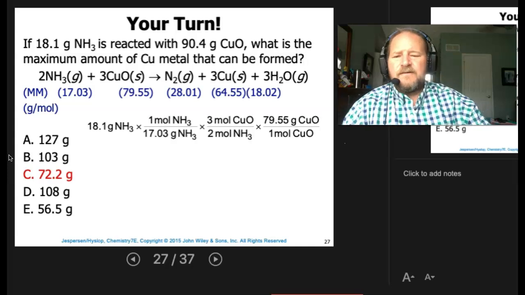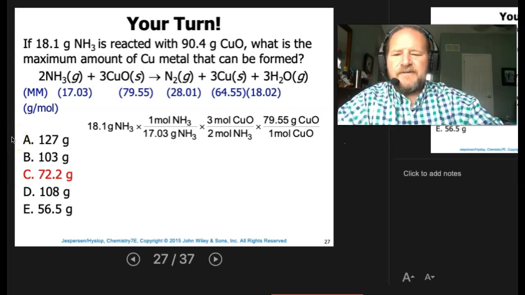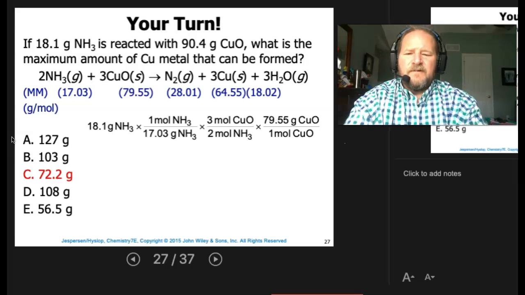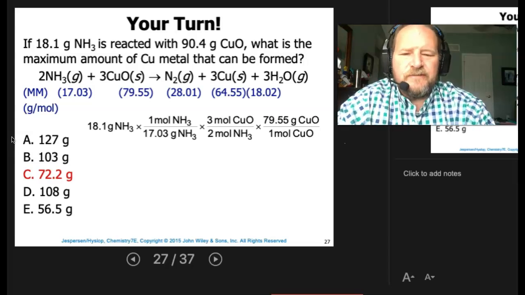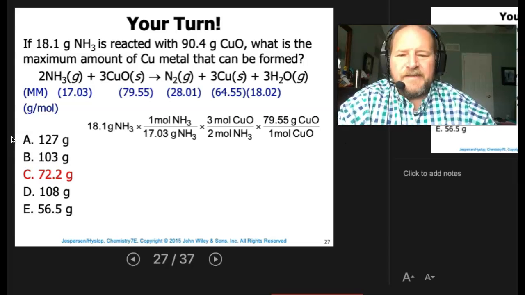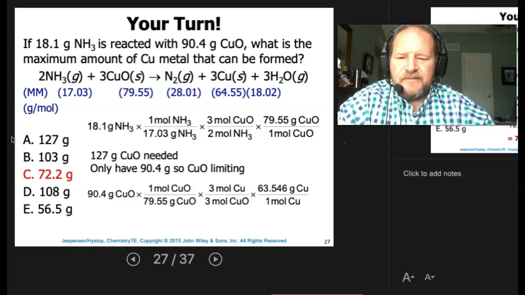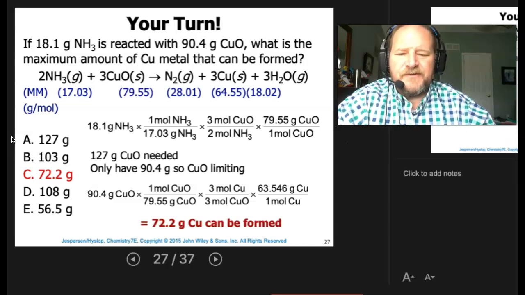So again, you're going to take 18.1 grams and divide that by the molar mass of the ammonia, use the relationship in the balanced chemical equation, and then multiply by the molar mass of the CuO. And this says you're going to need 127 grams of CuO, but you only have 90.4. So the 90.4 is going to be our limiting reagent. Now we're going to divide that by the 79.55. It's a 3 to 3 for our balanced chemical equation, and our molar mass for copper is 63.546. At this point, we know we're going to make 72.2 grams of copper.